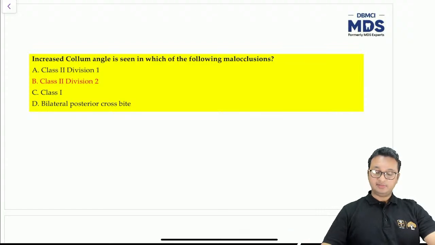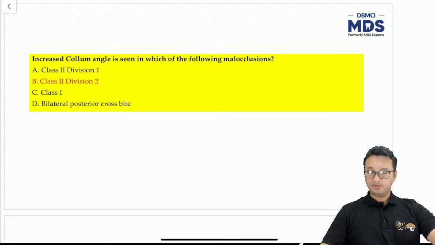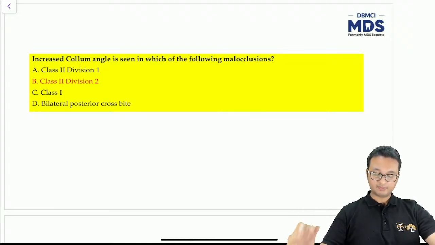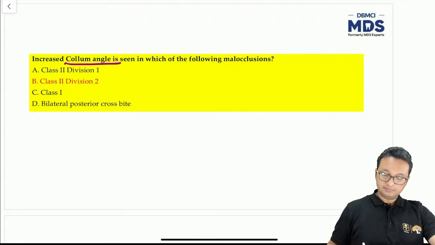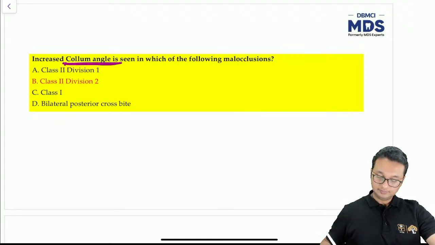Increased column angle is seen in which of the following malocclusions? I put an MCQ for you just for reference, particularly for this particular topic. Now, what is column angle? What is column angle?